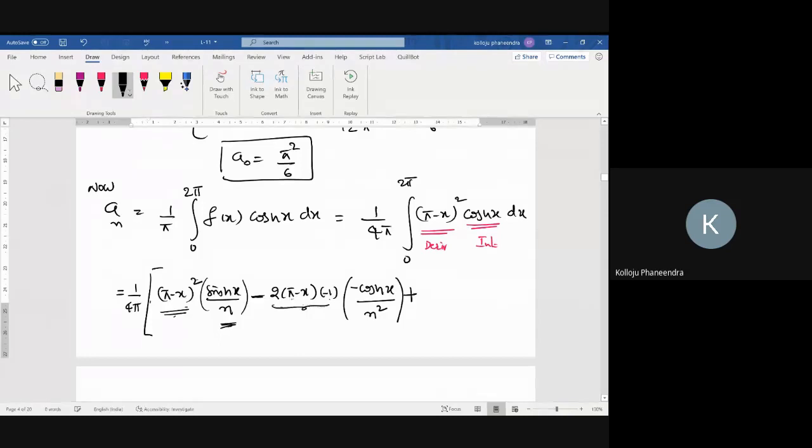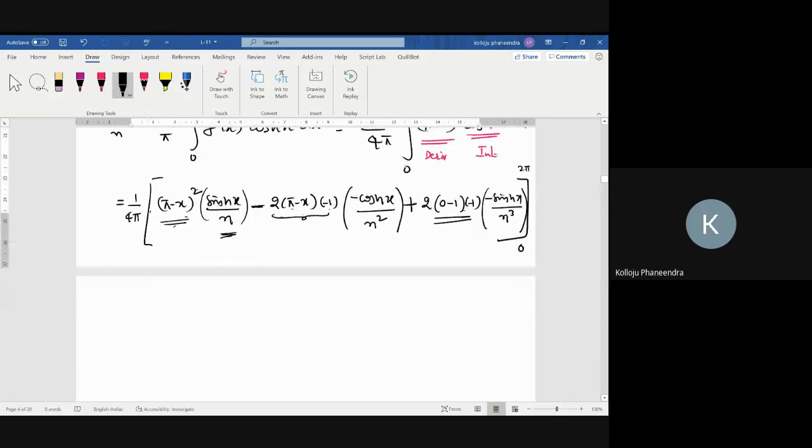Now again for this part, the derivative is 2 into pi, minus into minus. One more derivative: the derivative of 2 into (pi minus x) gives minus 2, and this minus 1 stays as it is. One more integration for this cos nx gives minus sine nx by n square into n cube. Now the next derivative of this constant is 0, so stop here. The limits are 0 to 2 pi.